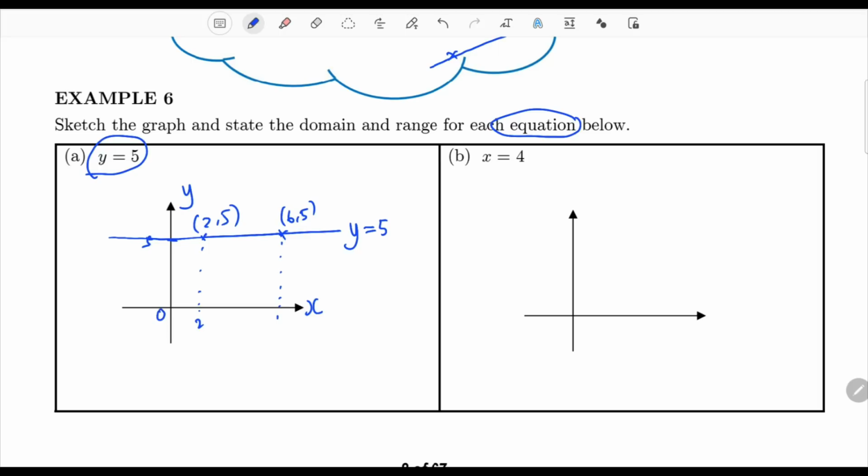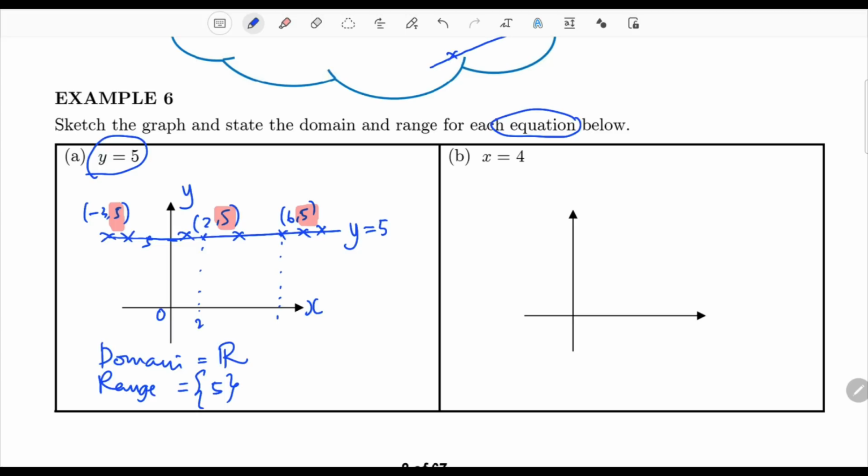So this is the origin. Hence, state the domain and the range. If you look at the domain, you can get lots and lots of possible values of x, so I would say the domain here will be real numbers. What about the range? The range is always 5, isn't it? If I have another point here, let's say -3, also 5. So always 5 for the y. So the range will be 5, in set form, because there's only one value.